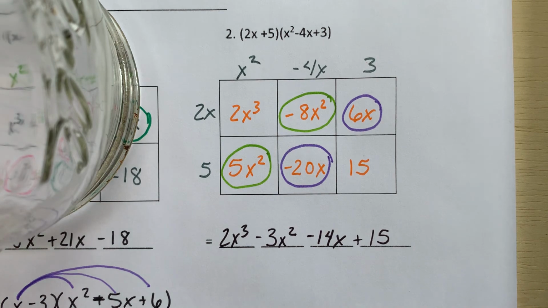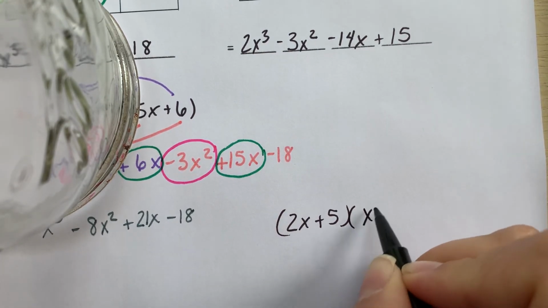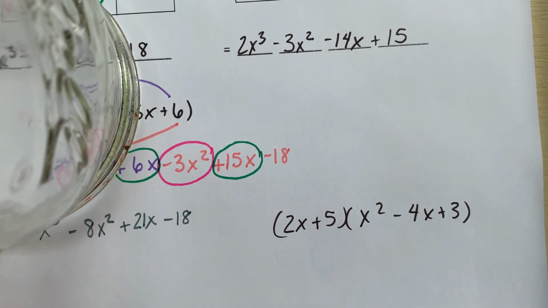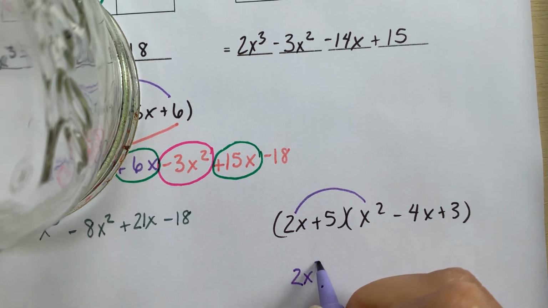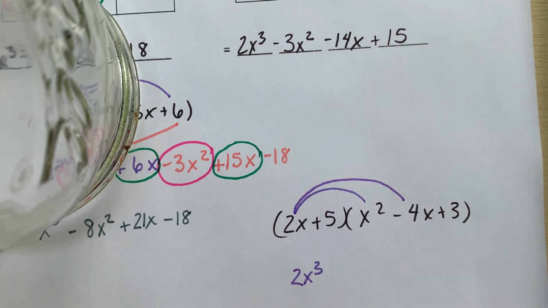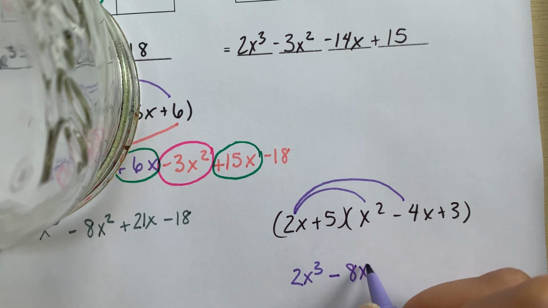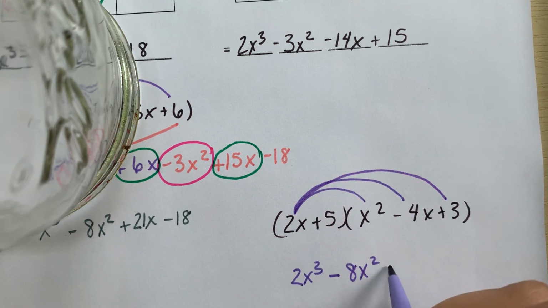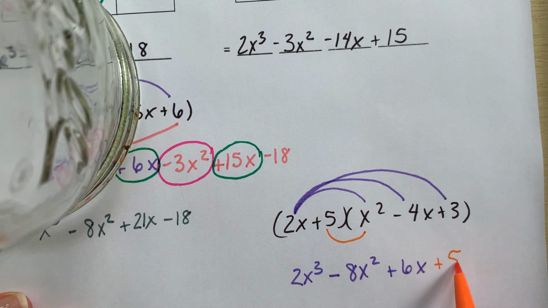Just like before, I can rewrite this as 2x plus 5 and x squared minus 4x plus 3, and then I can distribute. So if I was going to do that, I would do 2x times x squared is 2x cubed. 2x times a negative 4x is a negative 8x squared. 2 times 4 is 8, and x times x is x squared. And then 2x times 3 is a 6x. Then 5 times x squared is a 5x squared.